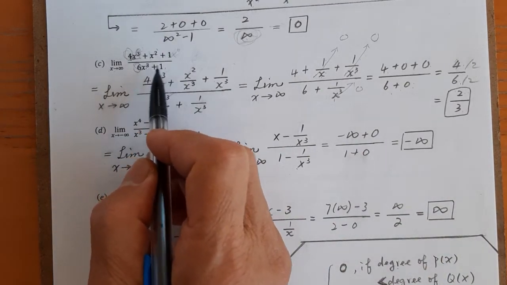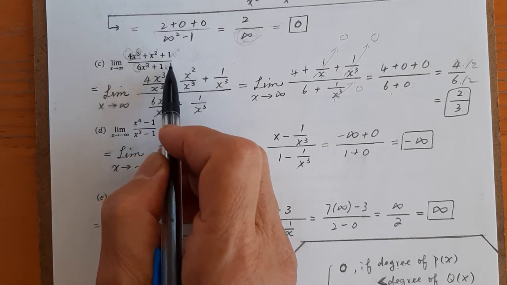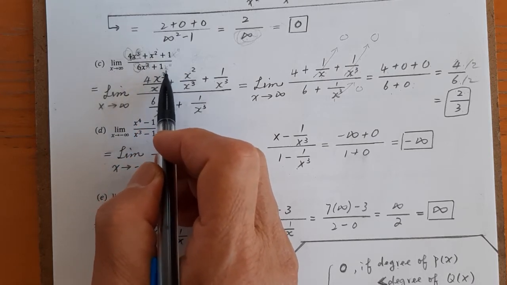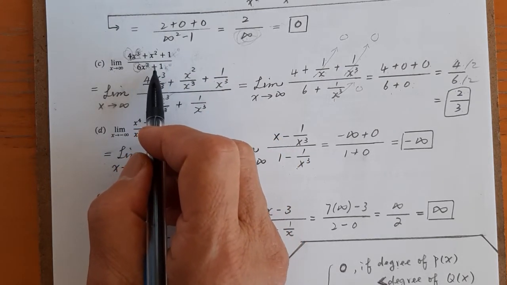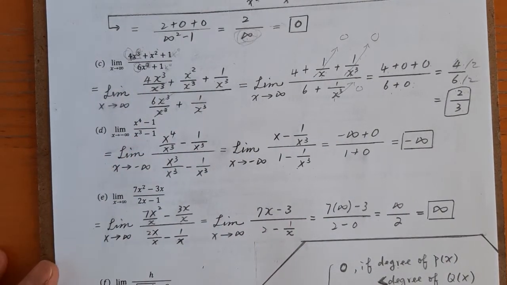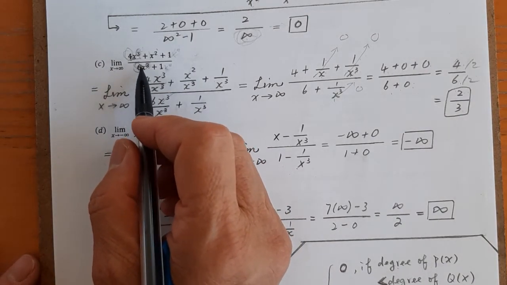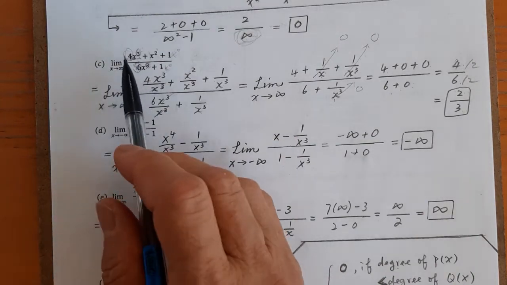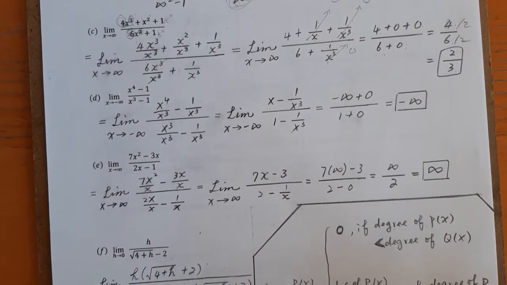And this polynomial has 2 terms. One term's degree is 3, the second term's degree is 0 because x to the power 0 is 1, 1 times 1 is 1. So the degree of a polynomial is the highest exponent. 3 is the degree of this polynomial. The leading coefficient is the coefficient of the highest exponent term. This term has the highest exponent 3, and that term's coefficient we call the leading coefficient. So the 2 leading coefficients divided is the limit.